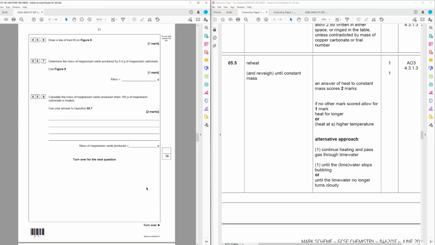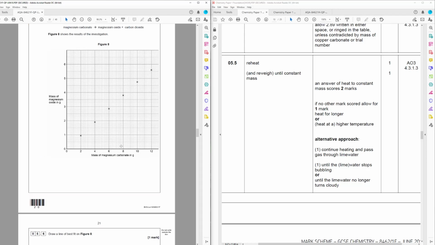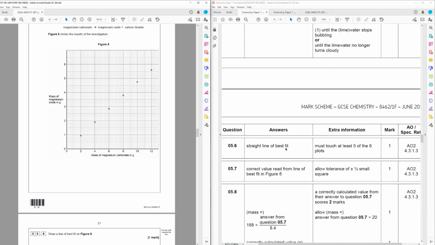For 5.7, it says determine the mass of magnesium oxide produced by 8.4 grams of magnesium carbonate. I'd expect to see some working on the graph here where you go to 8. If that one there is 9, 8.4 is going to be 2 squares across, not 4 squares. So we're going to go 2 little squares across, then you're going to go up to your line, and then you're going to go across.